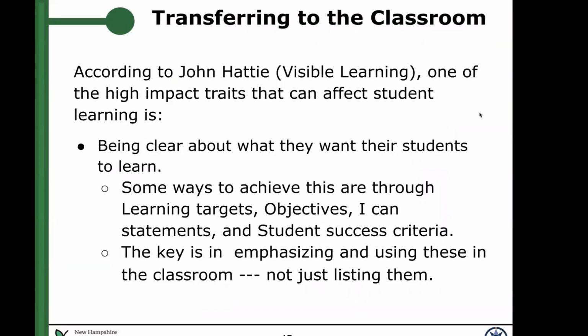So the next one here, as we look at this, John Hattie, as he talks about visible learning, again, has one of the highest impacts on student learning and the effect of it. And that's, we need to be clear about what we want them to learn, right? And then sometimes we're looking at those learning targets or objectives, I can statements. But the big thing there too is that student success criteria, right? So we have that learning target, but how do we get there? What does that success criteria look like in the classroom?